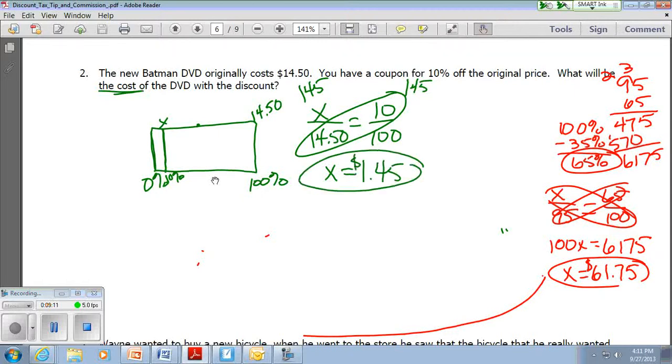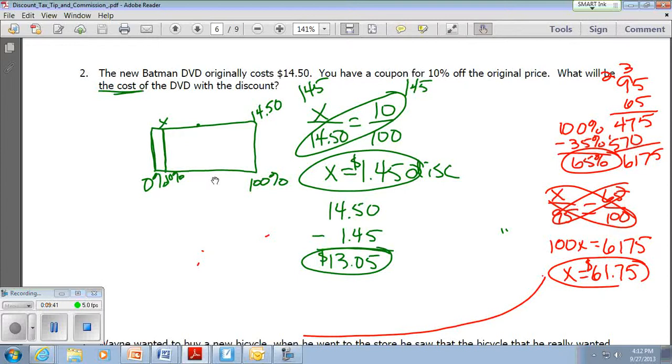Now that's my discount, not my answer. So let's take that original $14.50 and subtract $1.45, and you'll get $13.05. That's with the 10% off, and that should be your answer. You could also multiply 1450 times 0.1, which is the decimal equivalent of 10%.